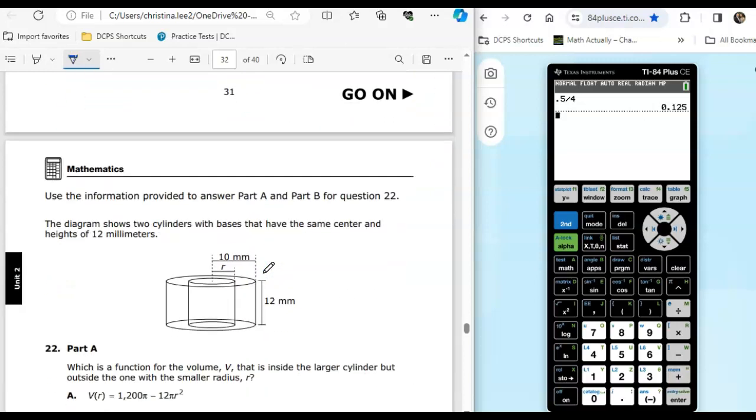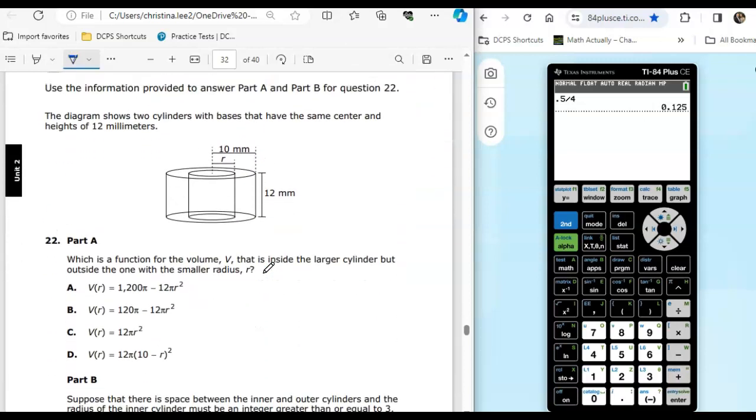All right, 22. Okay, 22 has a cylinder on it. And so you're going to go, wow, what is that? Now it's asking you, what is the function of the volume V that is inside the larger cylinder but outside the one with the smaller radius? So we're calculating the volume that's in the space around the smaller cylinder, right? Which means we're going to subtract the volume of the smaller cylinder from the volume of the bigger cylinder.